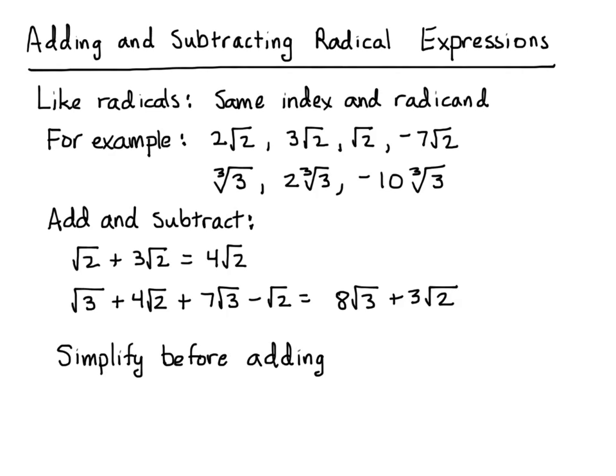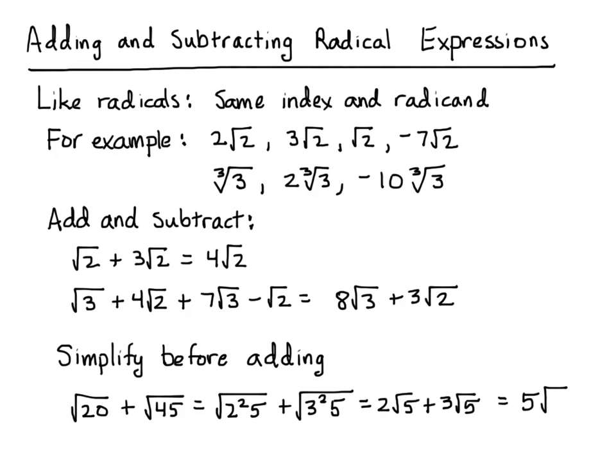So the trick to doing these things is to simplify whenever we're adding. So if we have something like the square root of 20 plus the square root of 45, at face value it doesn't look like that can get any simpler. But if you first simplify the radicals, so you factor 20 into 2 squared times 5, and you factor 45 into 3 squared times 5, these simplify into 2 root 5 plus 3 root 5, and of course you can then add the 2 and the 3 to get 5, and so we have 5 root 5.